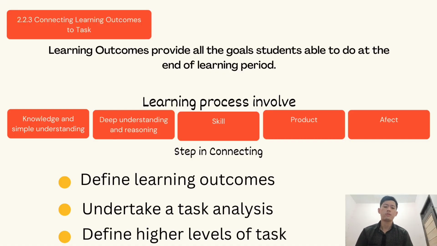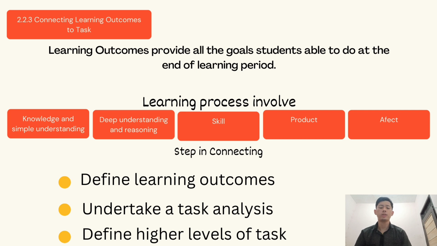Alright, let's move on to the next topic, which is connecting learning outcomes to tasks. Learning outcomes provide the overall goals of what students will be able to do at the end of the learning process. And according to Sheng, there are 5 types or aspects involved in the learning process.